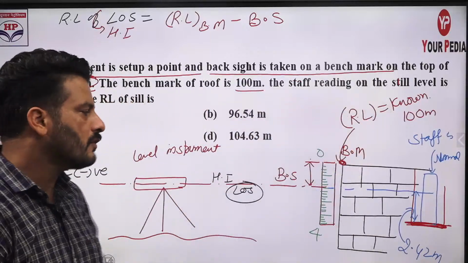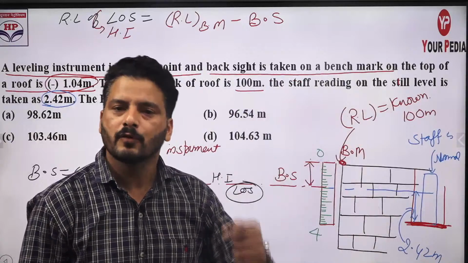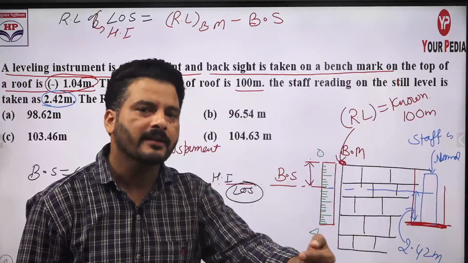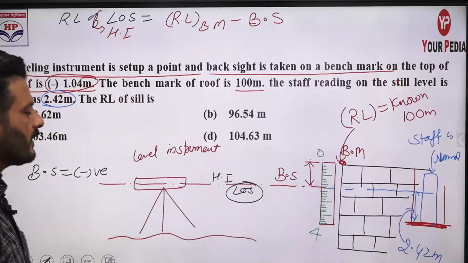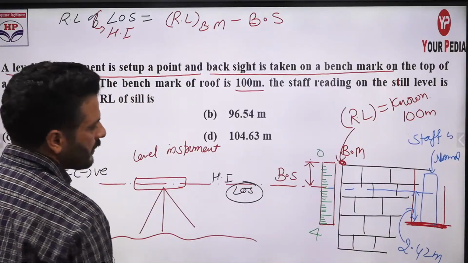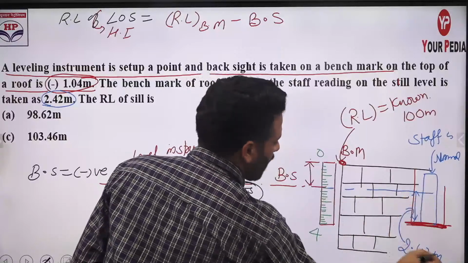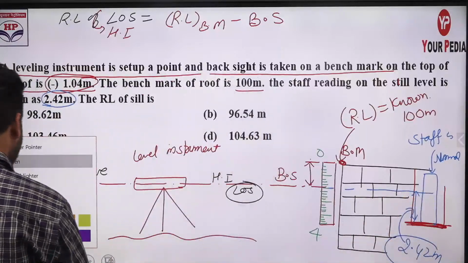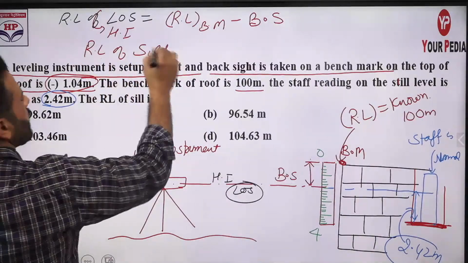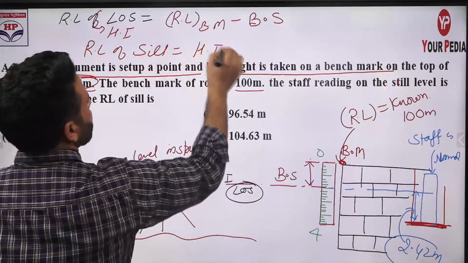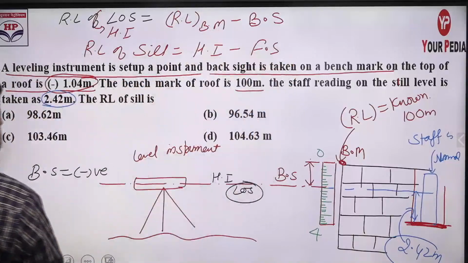For the point whose RL we have to calculate, the reading is reported as foresight. If you are taking another reading from the same instrument position, then it will be your intermediate sight. For the time being, this is your foresight. You have to find the RL of this one, and you know the RL of line of sight, so you have to subtract this value. So simply RL of sill equals this height of instrument that you calculated minus this foresight that you have in the question.